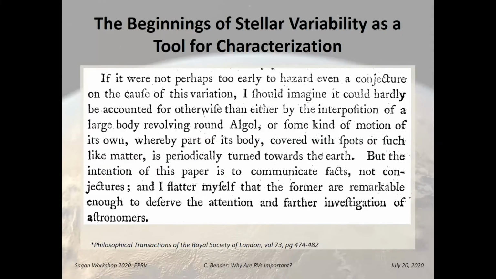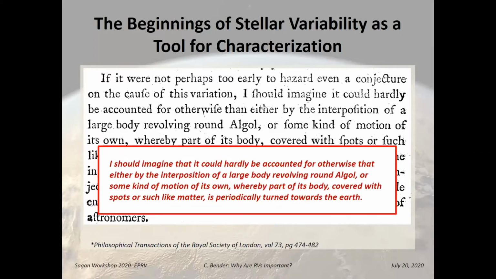I copied out his summary paragraph, and it's a little hard to read, so I typed out the important bit here, which is: I should imagine that it could hardly be accounted for otherwise than by the interposition of a large body revolving around Algol, or some kind of motion of its own, whereby part of its body, covered with spots or such like matter, is periodically turned towards the Earth. So he predicted there a binary star, or a heavily spotted star, that was causing periodic variations in the light.